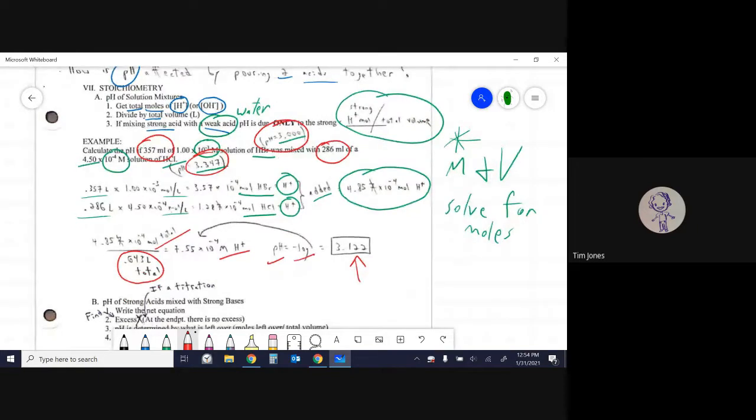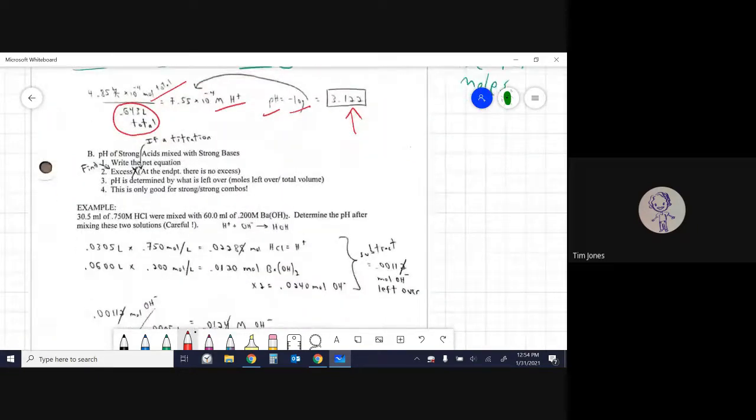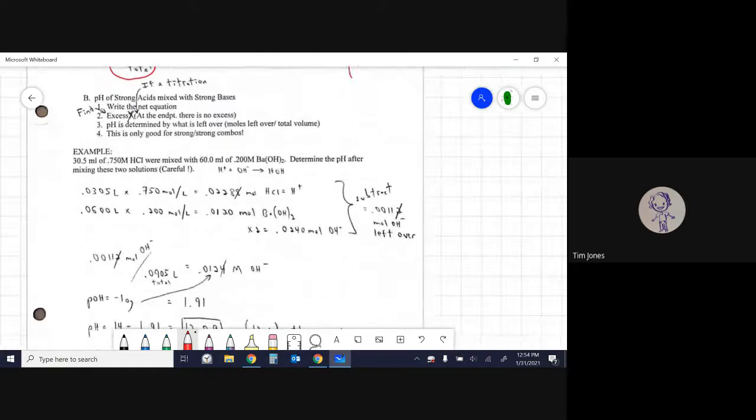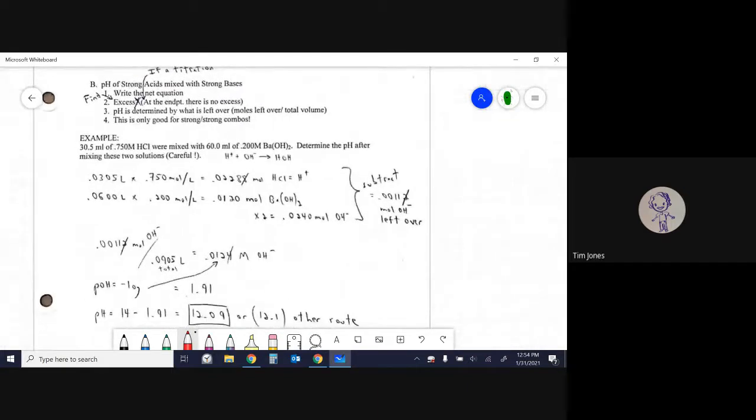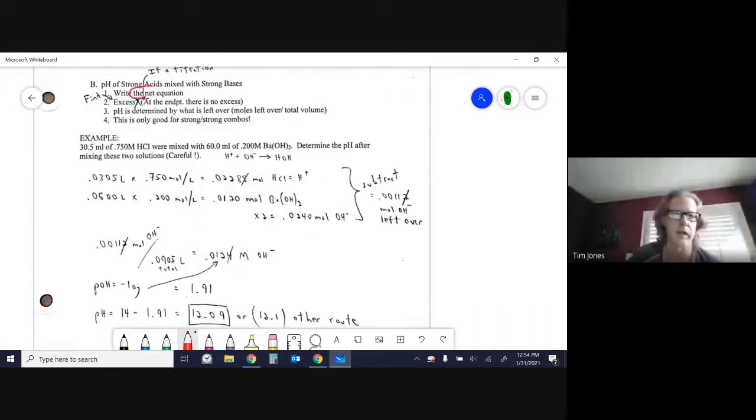All right, next one. In this case, we're going to mix an acid with a base, so they're going to react. They're not just going to dilute each other, but they're going to neutralize each other. So you want to write the net equation, like I talked about in the last lesson when I did the net neutralization reactions. You want to find any excess. Now, if there is excess acid, then you'll calculate how acidic it is. If there's excess base, you'll calculate how basic it is.